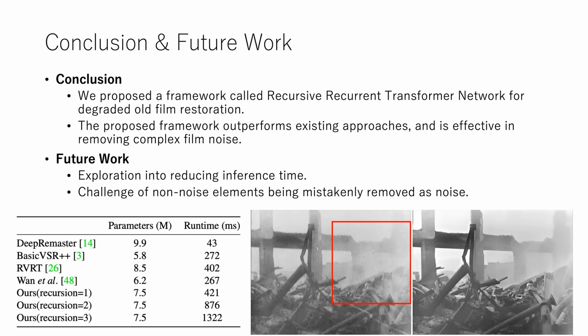As future work, our method still has two weaknesses. First, due to the greater complexity of the proposed method, the time required for inference is longer than for other methods. In particular, as the number of recursions increases, the execution time also increases linearly. Second, as shown in these two images, there is a problem that non-noise elements, such as smoke, are misidentified as noise and removed. Reducing misidentification like this will be an important future work.